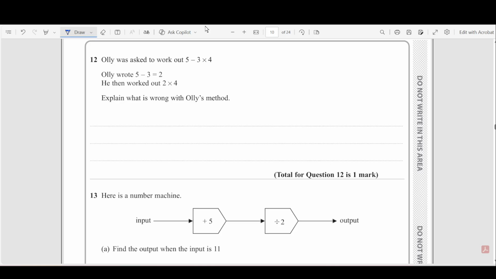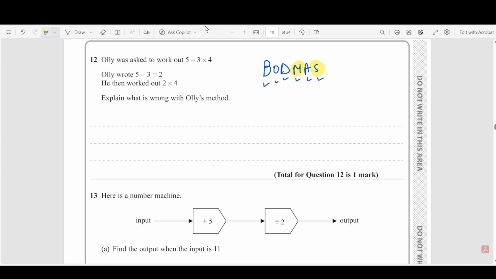Okay, so basically when we have multiple operations, we use the BODMAS rule, right? BODMAS. B is bracket, O is orders or indices, D is division, then multiplication, addition, and subtraction. If you notice here, multiplication comes before subtraction. So we need to do multiplication first.